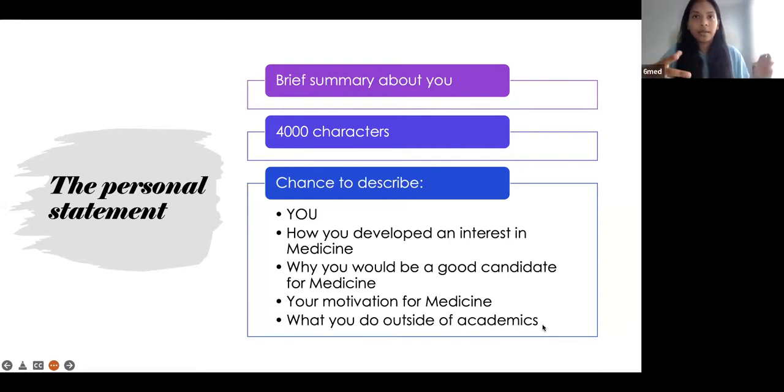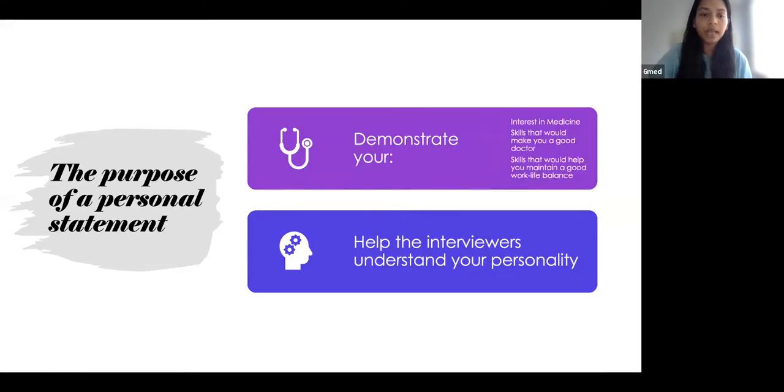And it also shows your ability to use lots of different transferable skills. So for example, if you play in a sports team, your teamwork and communication skills there can then be transferred into medical scenarios. So they want to see that as well. So what's the purpose of a personal statement? It's to demonstrate your interest in medicine and for you to demonstrate skills that would make you a good doctor in the future, and also for you to demonstrate skills that would help you maintain a good work-life balance, as I mentioned before.